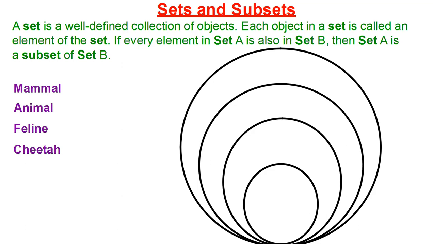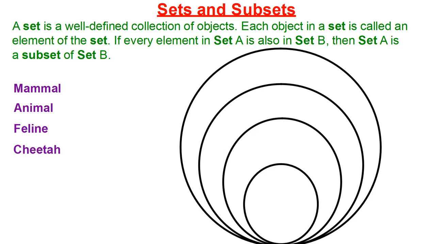So our main topic today is to talk about the real number system. But in order to do that, we have to first review sets and subsets. So a set is a well-defined collection of objects. Each object in a set is called an element of that set. If every element in set A is also in set B, then set A is a subset of set B.